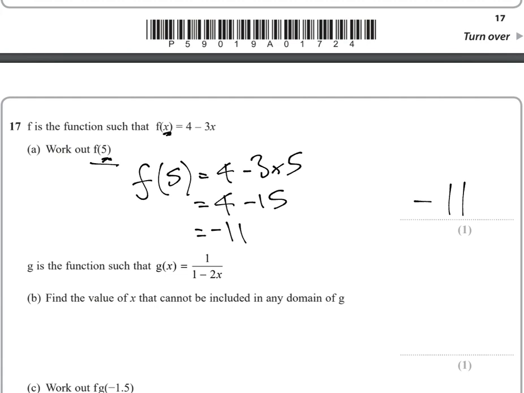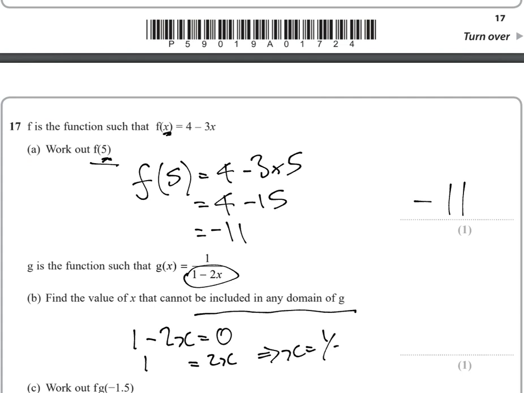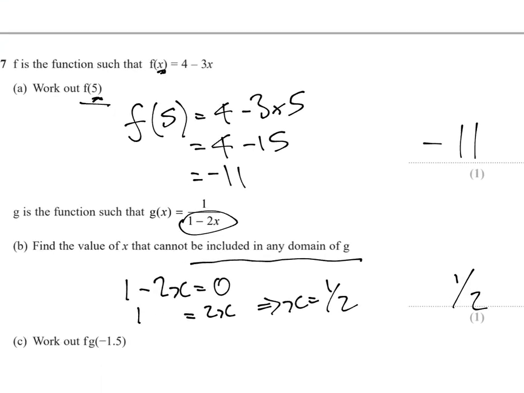Okay. g is the function such that 1 over 1 minus 2x. Find the value that cannot be included in the domain. So what value, when I put it in here, will give error on the calculator? Well, if this bottom is 0, that will give error. So 1 minus 2x equaling 0. Add 2x to both sides. 1 equals 2x. Implies x equals 1/2. So that's the value where we've got an issue.